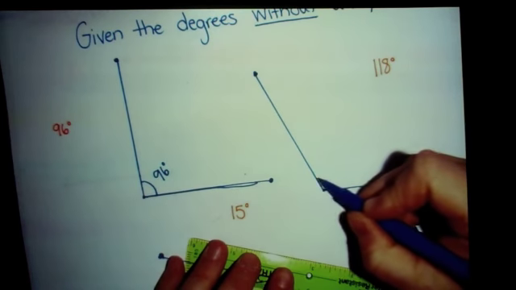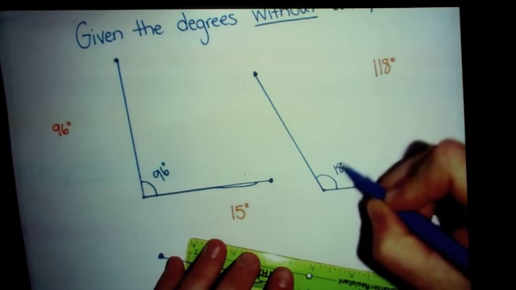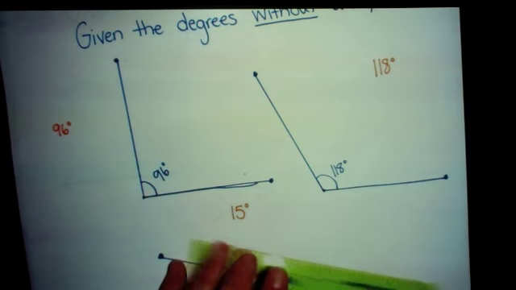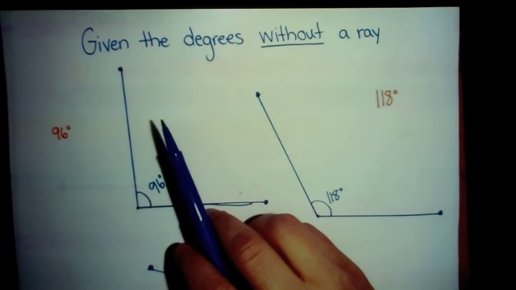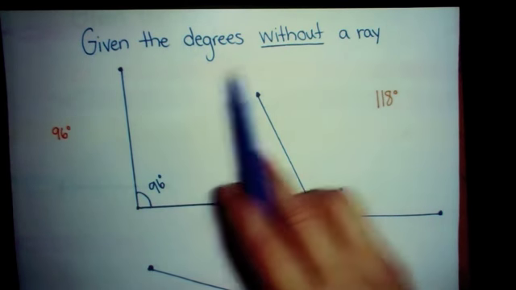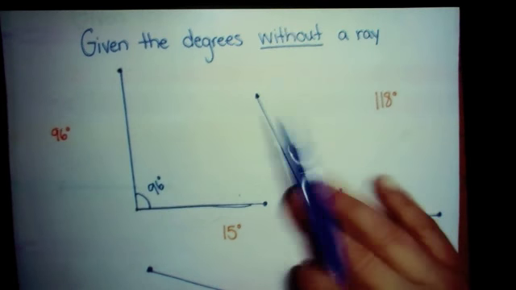And then I'm going to label this angle as 118 degrees. So again, boys and girls, that was drawing angles given the degrees without a ray.